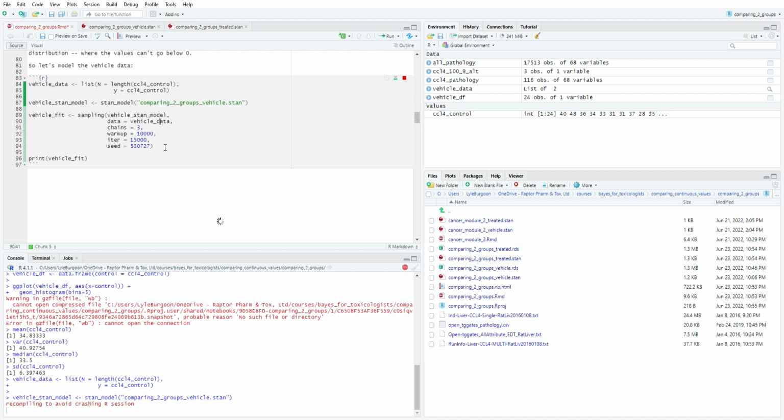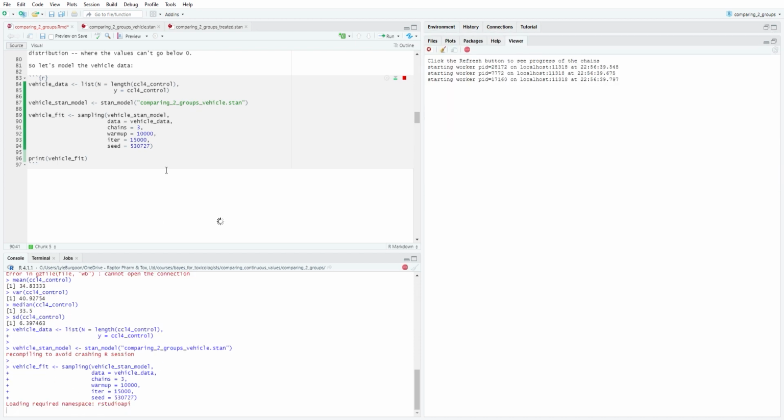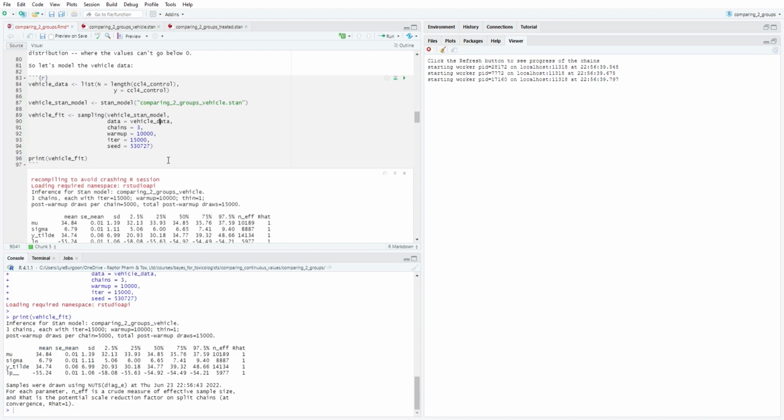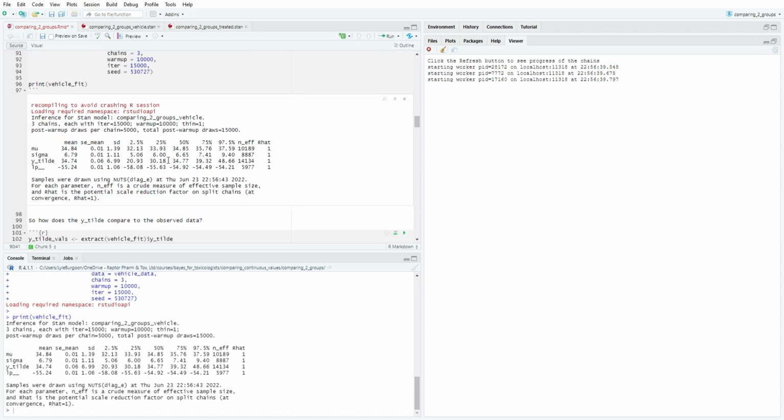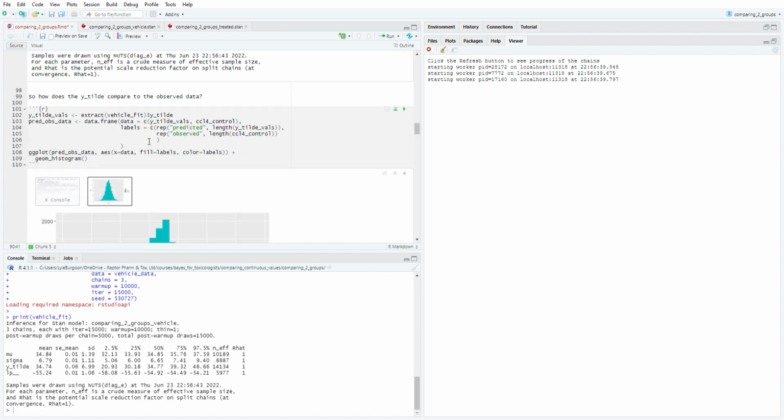Gonna run this. This is the vehicle. And you can see it's recompiling it in order to avoid crashing R, because last time R crashed. So it's trying to recompile it so it doesn't make that mistake. We see it just completed while I was taking a drink. That was good timing. Okay, so we've already done all that.